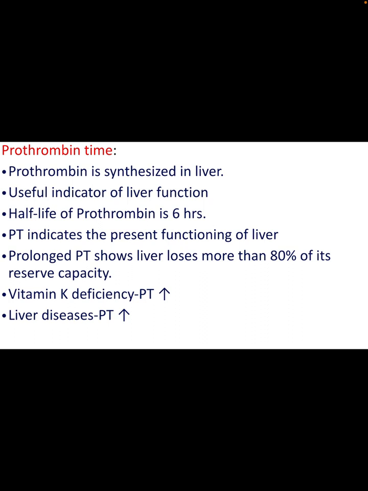Third one, prothrombin time. Prothrombin is synthesized in the liver and it is a useful indicator of liver function. The half-life of prothrombin is 6 hours. Prothrombin time indicates the present functioning of the liver. Prolonged prothrombin time shows the liver has lost more than 80% of its reserve capacity. In vitamin K deficiency, prothrombin time increases, and in liver disease also prothrombin time increases.